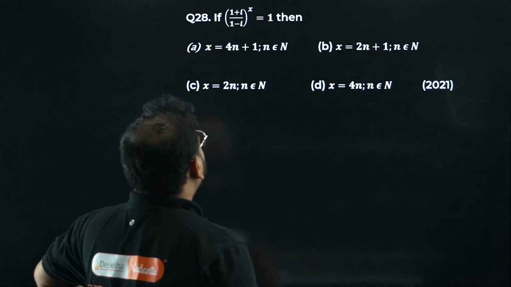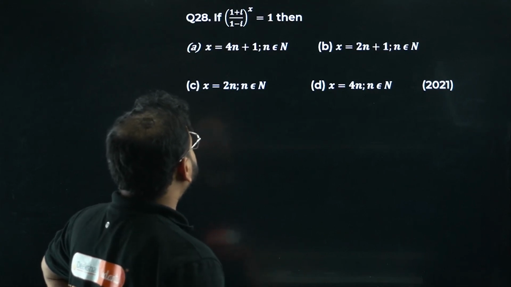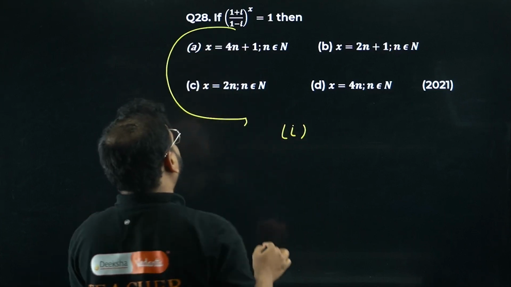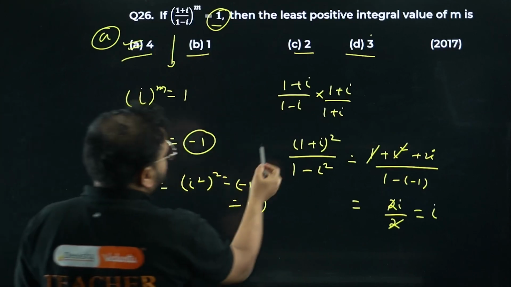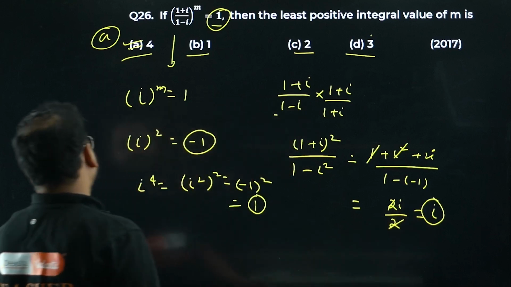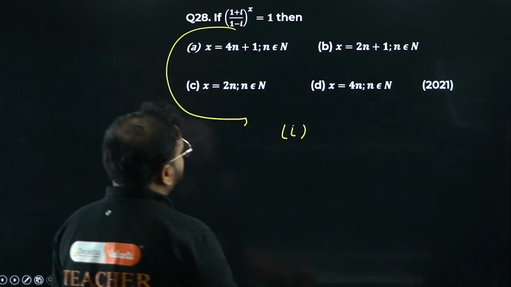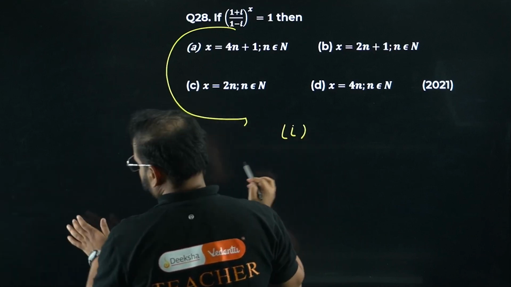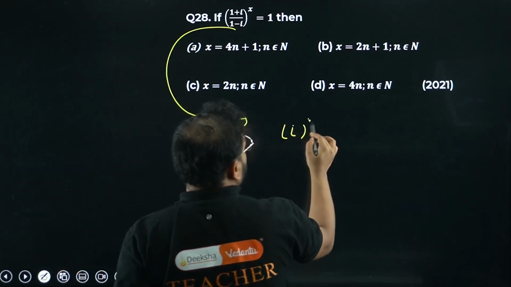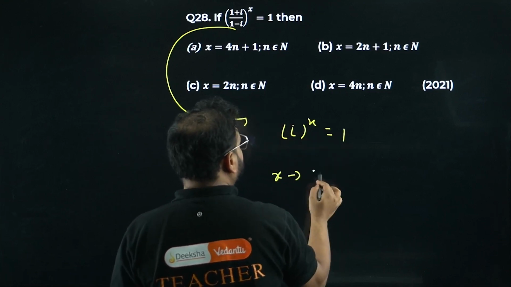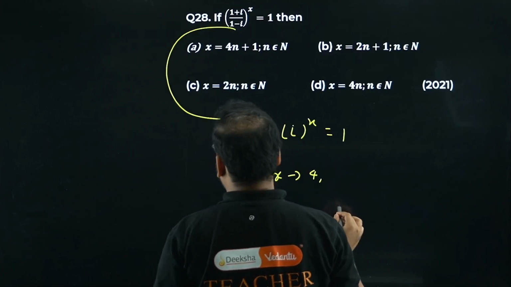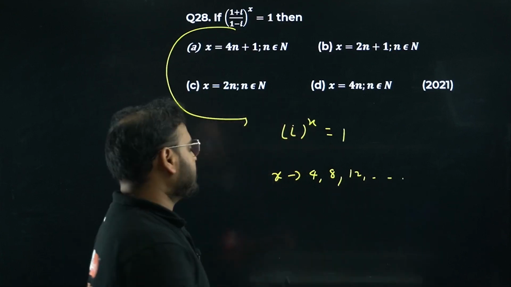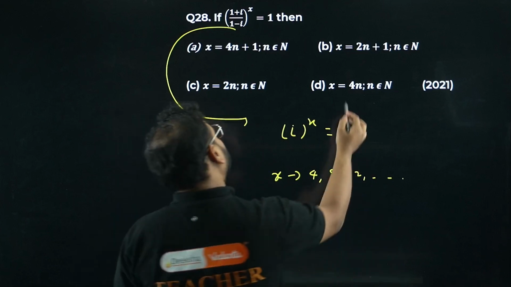(1 plus i) power x upon (1 minus i), again we have, please check, equals 1. We know this value was coming as i, right? We just solved this question. 1 plus i upon 1 minus i was coming as, please check, i only. So this is clear. i power x equals 1. This x value should be minimum 4, 8, 12 like this. Correct? i squared was minus 1, right? So it has to be 4 and then all multiples of 4, which is the answer 4, and option D is correct.